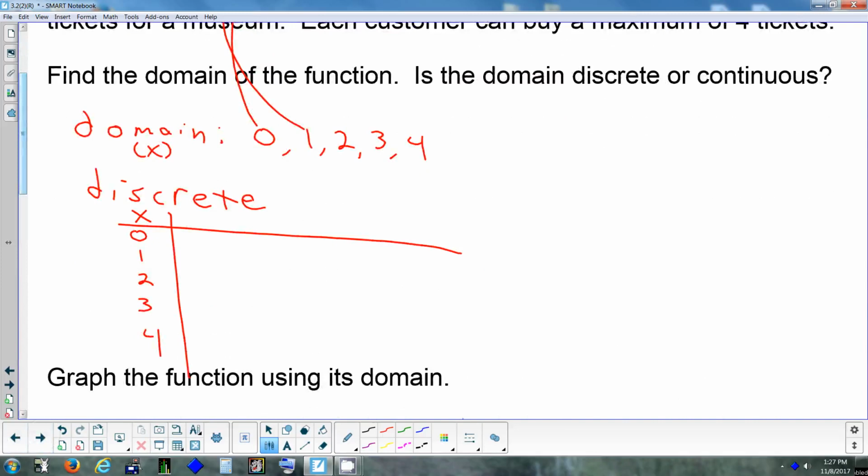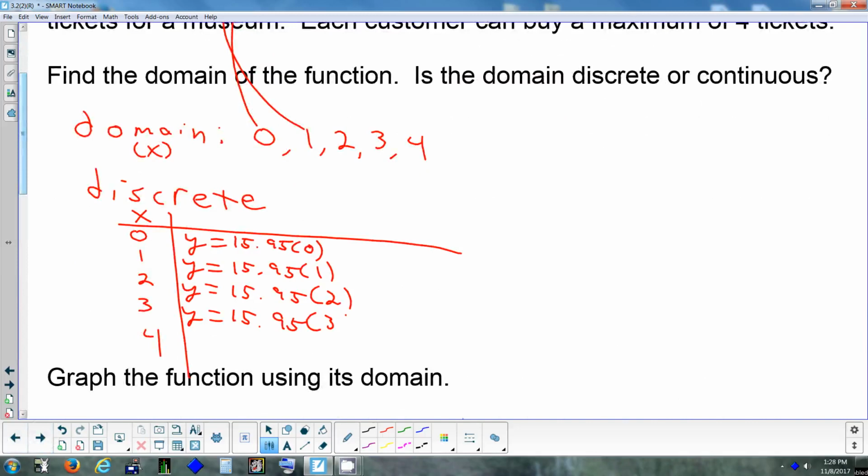Now let's write it up. Y equals 15.95 times 0, 15.95 times 1, 15.95 times 2. Oh, I thought we were supposed to solve it. We are. Times 3. 15.95 times 4. Now, in the next column, that's where we simplify what we just did in column 1.